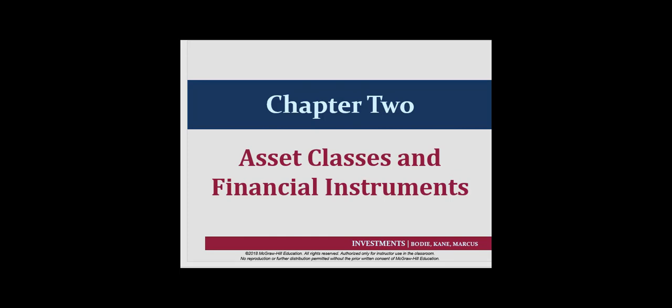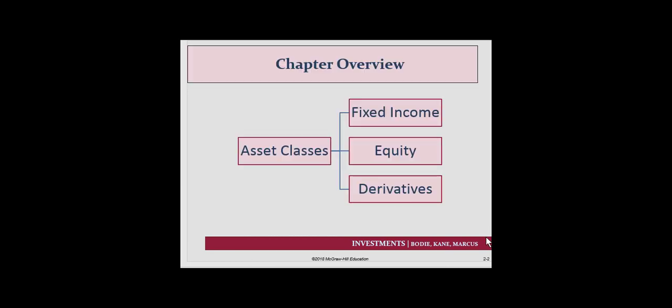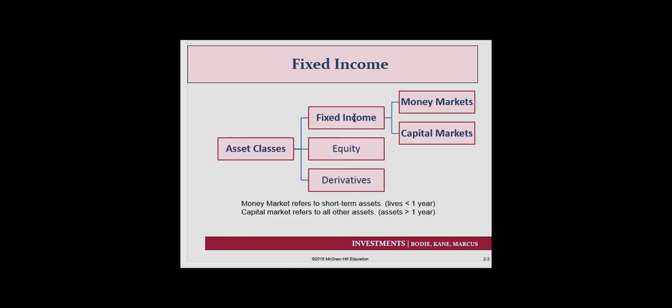In Chapter 2, we're going to look at asset classes and financial instruments. Briefly, how you define an asset class. So we have three primary categories, if you will, of asset classes: fixed income, equity, and derivatives. And of course, we're going to discuss the components of each one of those classes. So under fixed income, we have money markets and we have capital markets. In general, money markets refers to short-term assets. Capital markets are long-term assets.